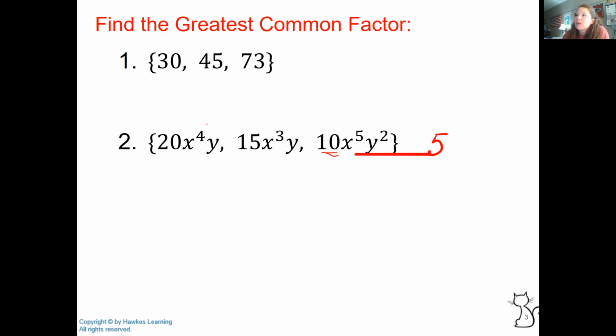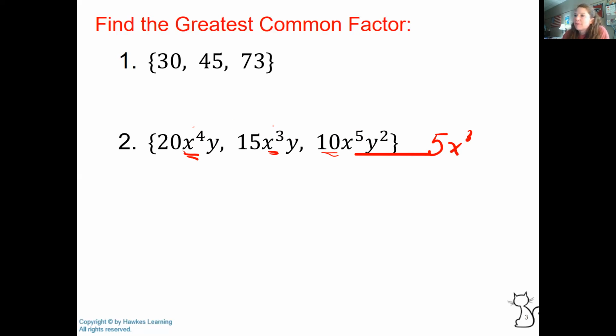And then we want to see what is the biggest number of x's all three terms have in common. Well, this has 4 x's, this one has 3 x's, and this one has 5 x's. So how many could I take out from all three of them? I couldn't take 5 x's out of this group, there's only 4 of them. But I could take 3 x's out of each term. So x to the third is the greatest number of x's I could take out of all three terms.